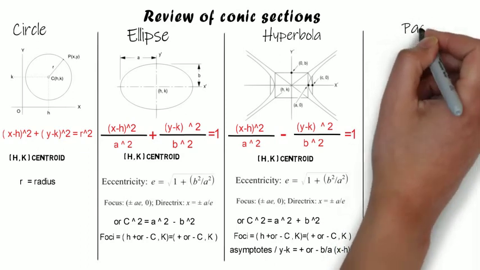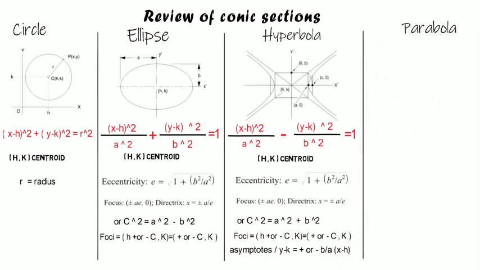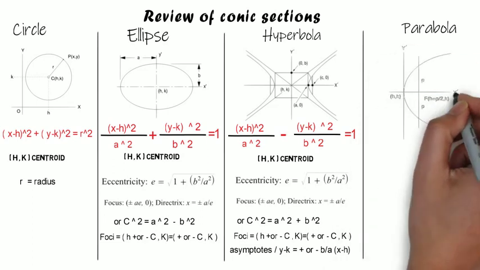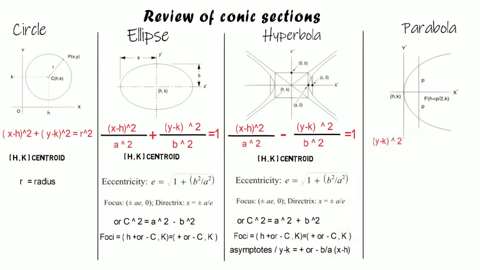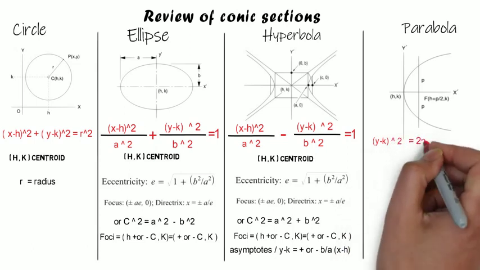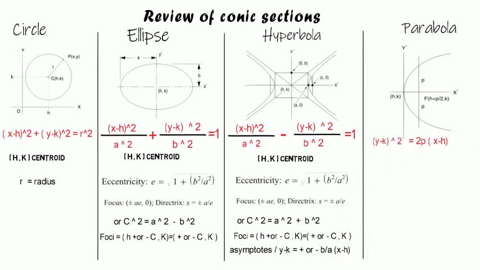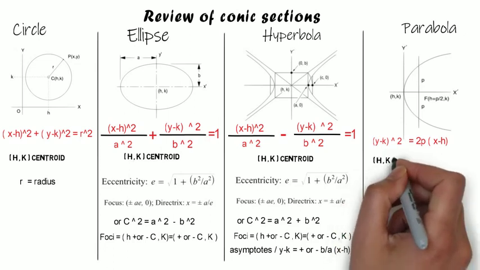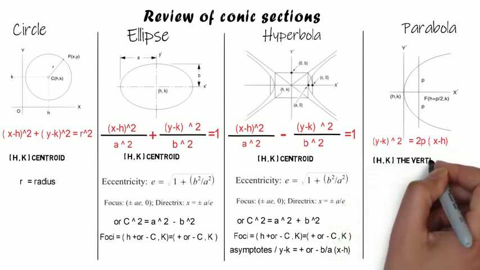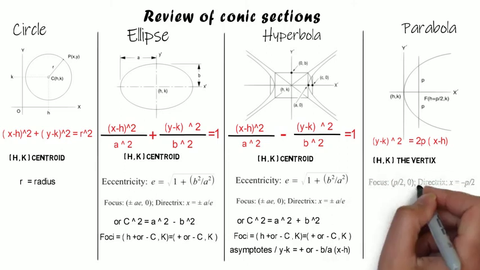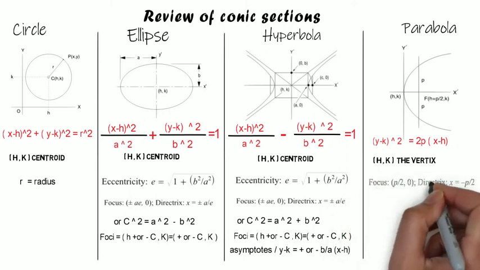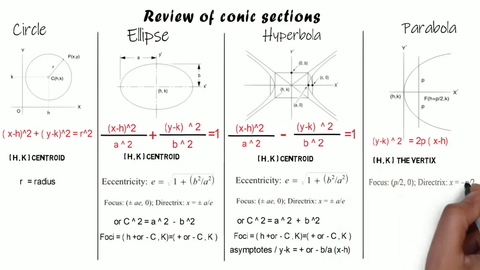Finally, we have the parabola equation. The standard form of the parabola equation is (y minus k) squared equals b multiplied by (x minus h). This equation is according to the FE reference handbook. In this case, the point h and k is the vertex point, and the focus point is p divided by 2 and 0 when the vertex is at the origin.